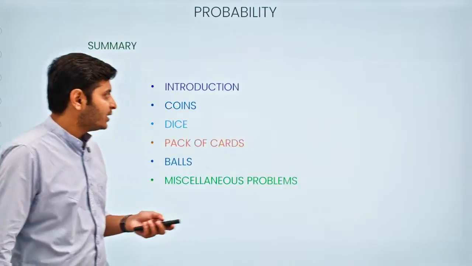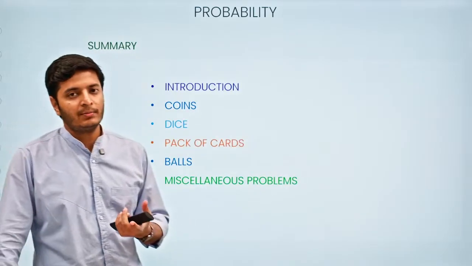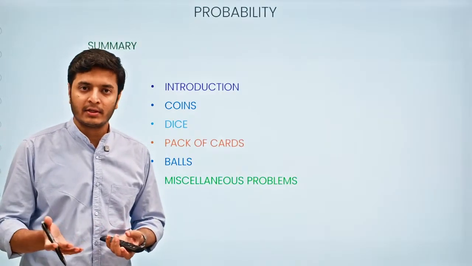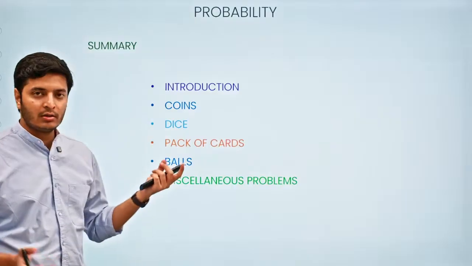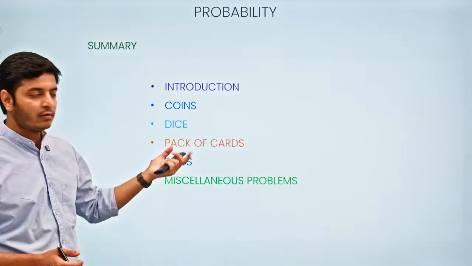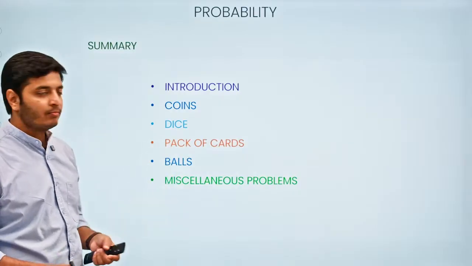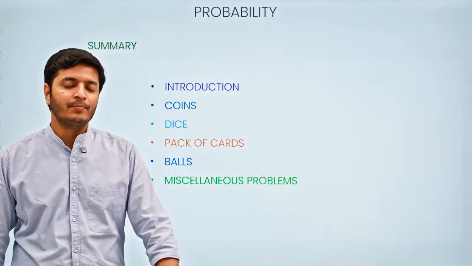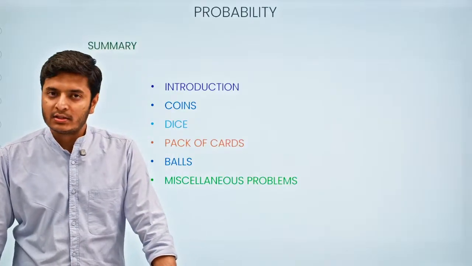And now let's summarize this chapter. In this chapter we talked about the introduction, what is probability, and that there are 2 types of probability. Then we saw different scenarios based on coin toss, rolling of a die, pack of cards, balls. Then we have seen some miscellaneous problems also. So we are done with this chapter.